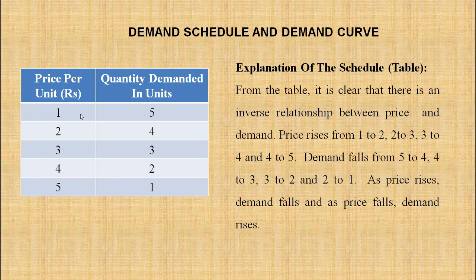So you have to make 2 columns. First column is of price, second column is of quantity demanded. 1, 2, 3, 4, 5, 5, 4, 3, 2, 1. And you can explain the table that as price rises from 1 to 2, 2 to 3, 3 to 4 and 4 to 5, demand falls from 5 to 4, 4 to 3, 3 to 2 and 2 to 1.